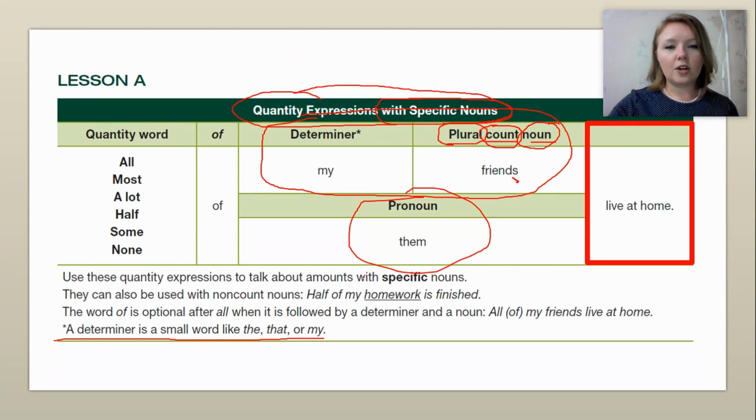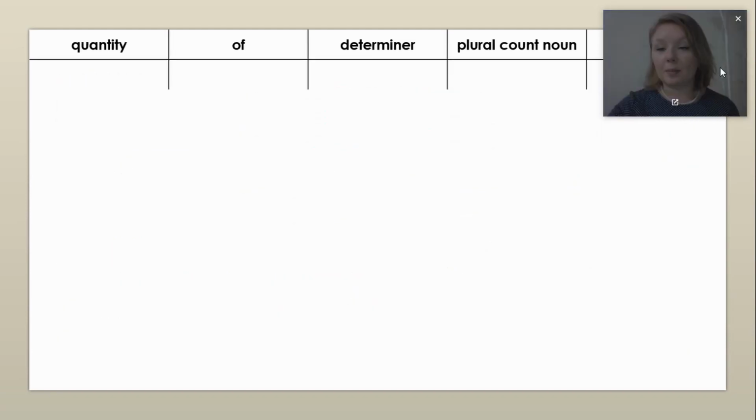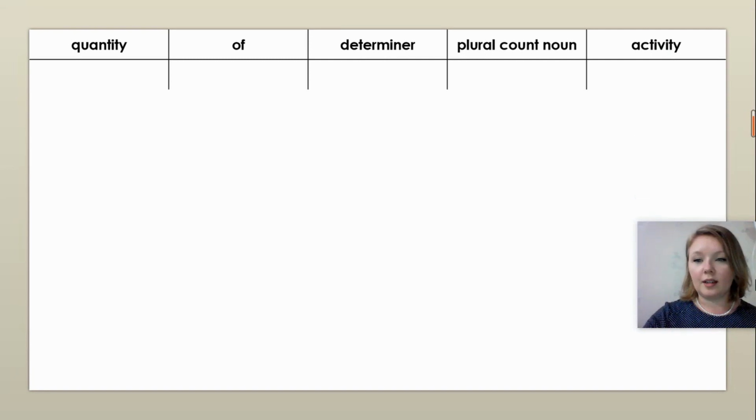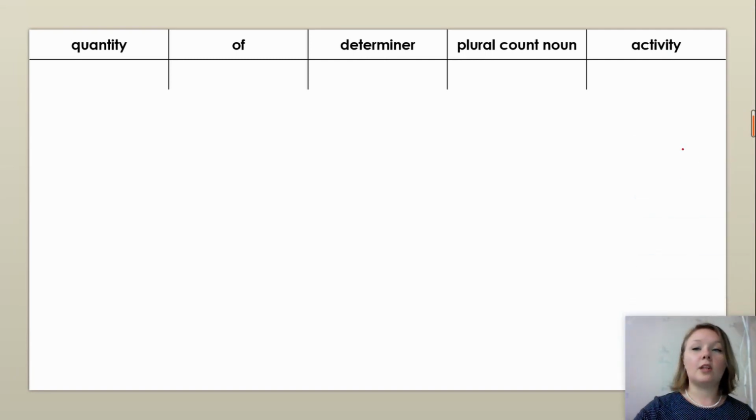So here we're using specific nouns. We can also use this with non-count nouns. For example, I could say half of my homework is finished. This is a way that we can talk about the amounts of specific nouns. It can be count nouns or it can be non-count nouns like homework. Okay? So let's go ahead and continue. We're going to look at some examples. Let me move my face, hopefully maybe down here. We'll move me down here.